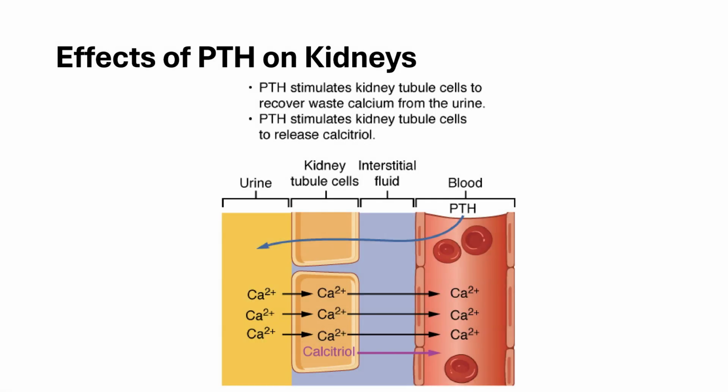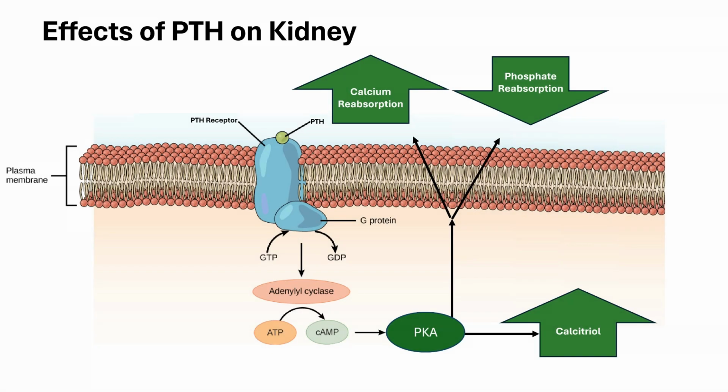In the kidneys, PTH increases calcium reabsorption. This reduces calcium loss in the urine. PTH also decreases phosphate reabsorption, increasing urinary phosphate excretion. Additionally, PTH stimulates the production of calcitriol.